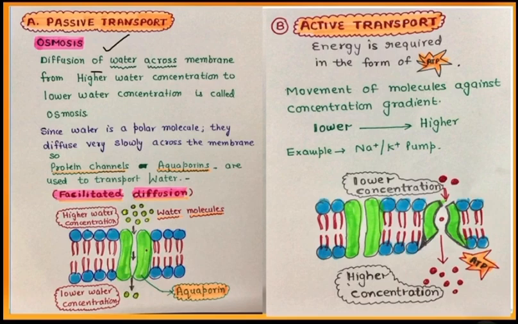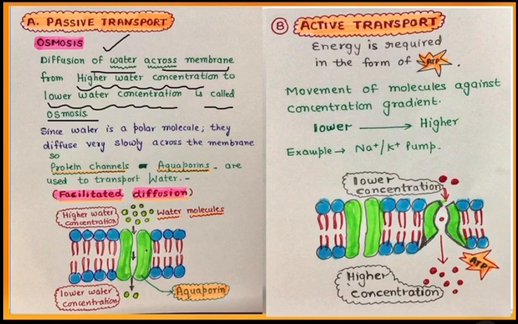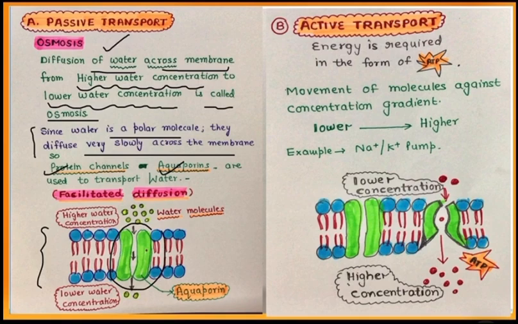Also, diffusion of water across the membrane from higher water concentration to lower water concentration takes place, and this is called osmosis. Here also no energy is required. Since water is a polar molecule, it diffuses very slowly across the membrane. To speed up the movement of water molecules, special protein channels called aquaporins are required. See this diagram. This is an aquaporin, a protein channel which speeds up water movement from higher water concentration to lower water concentration, and this type of movement is called facilitated diffusion, as it is sped up by the use of protein channels.